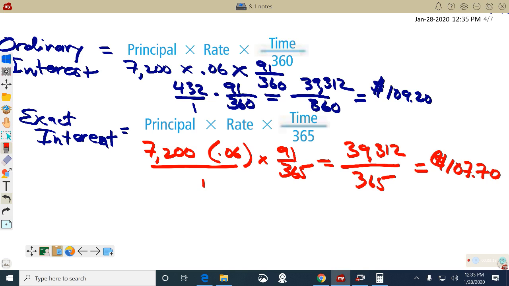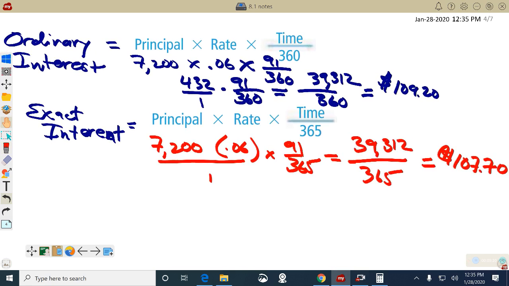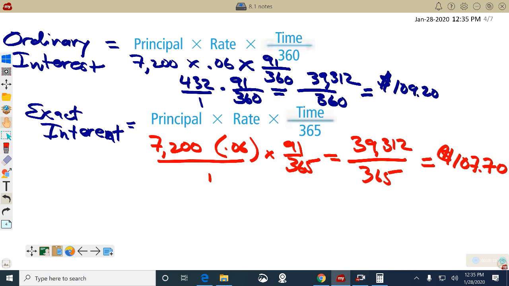So what scenario does the bank make more money on? Ordinary or exact interest? Ordinary, yeah. So if you have ordinary interest, that's typically when the bank will get more money. Right, Vasquez? Stay with me.